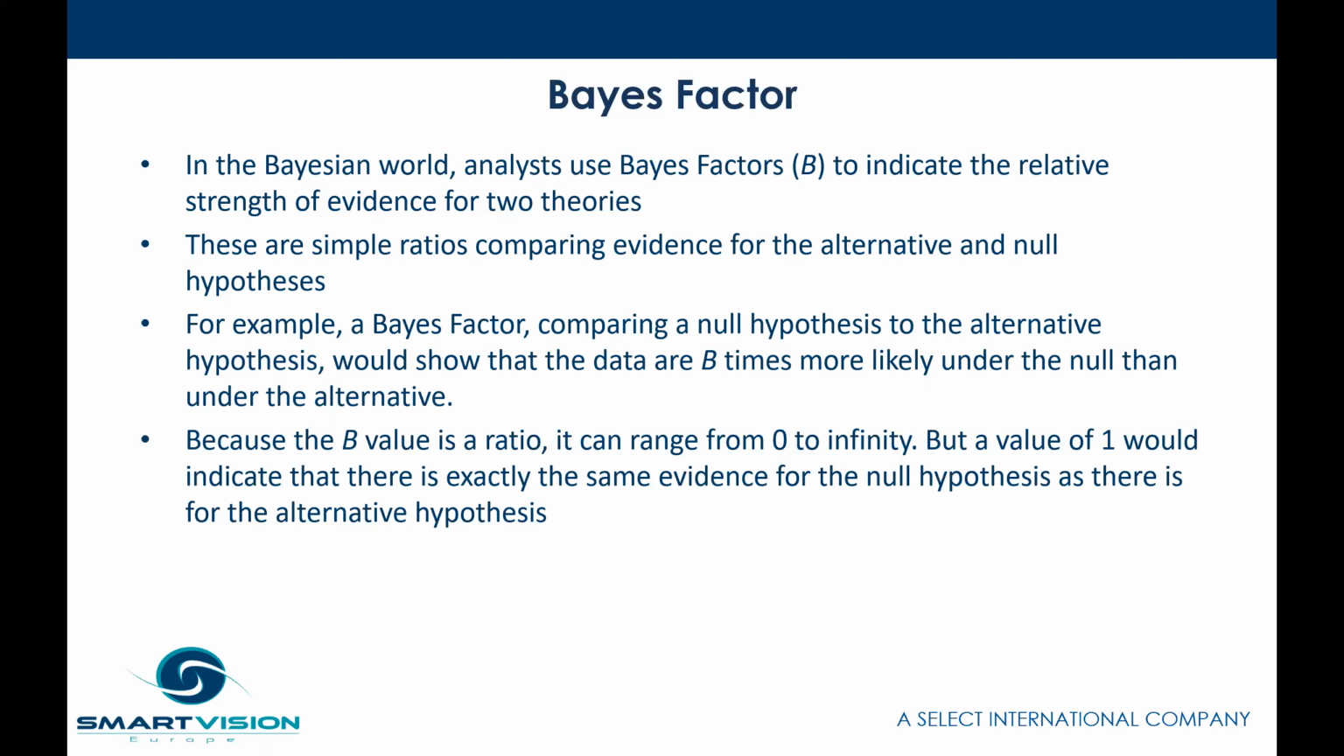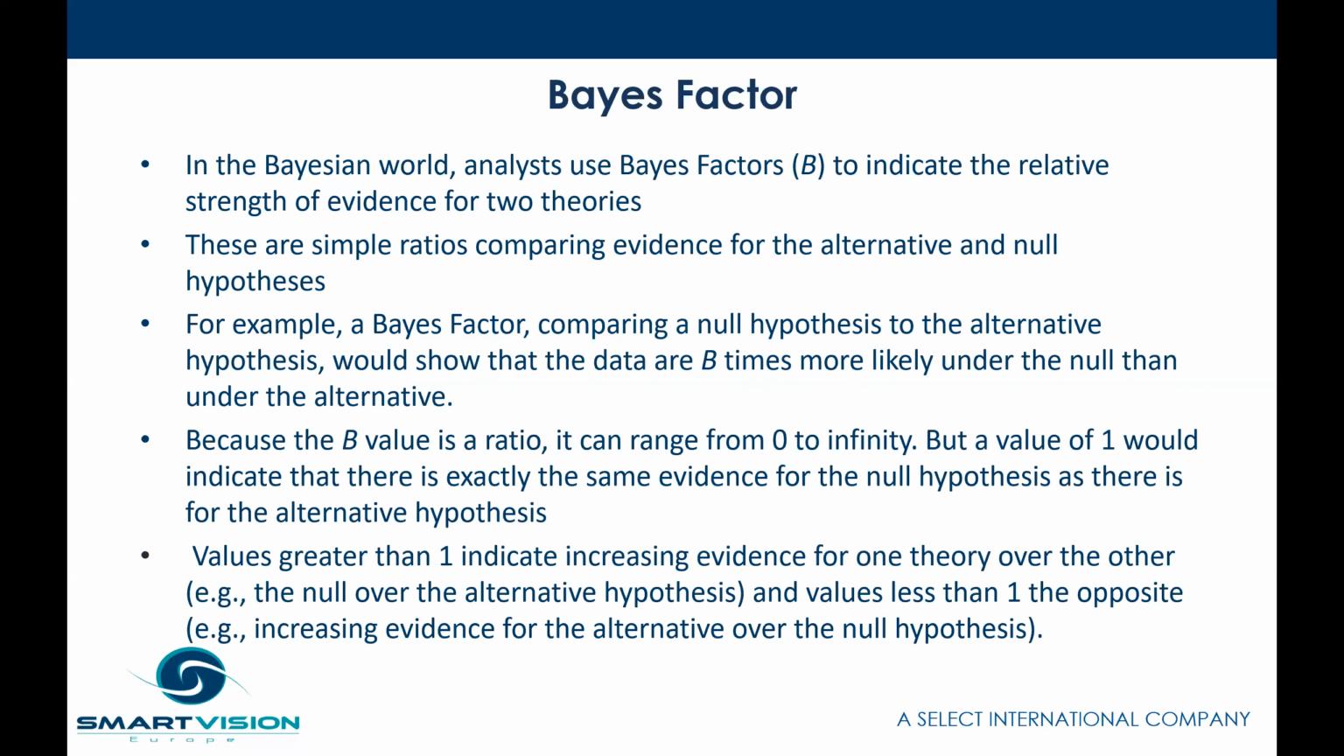And because the B value is a ratio, it can range from 0 to infinity. But a value of 1 would indicate that there is exactly the same evidence for the null hypothesis as there is for the alternative hypothesis. That is one where you're saying there's absolutely equal evidence in both directions. Values greater than 1 indicate increasing evidence for one theory over the other, for example, the null over the alternative hypothesis. And values less than 1, the opposite, increasing evidence for the alternative over the null hypothesis.